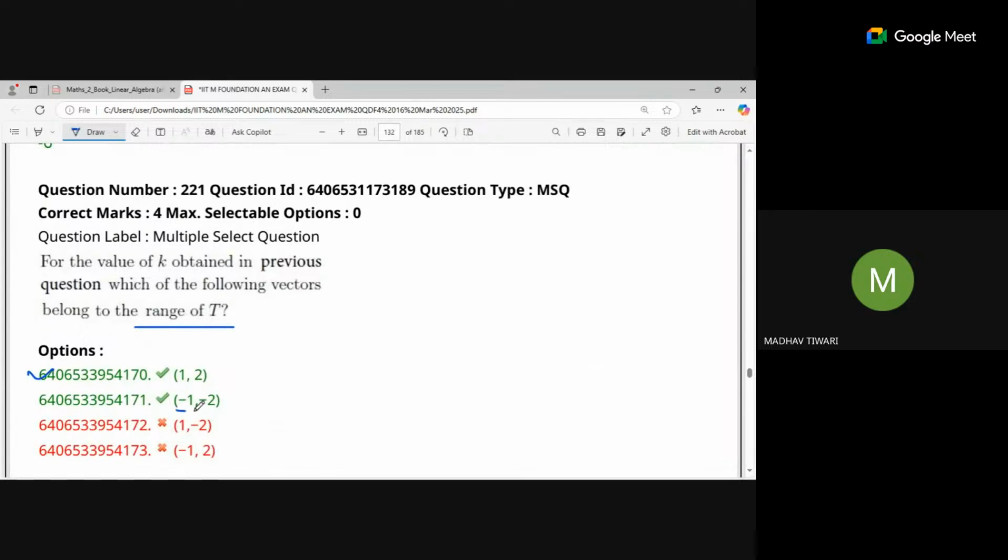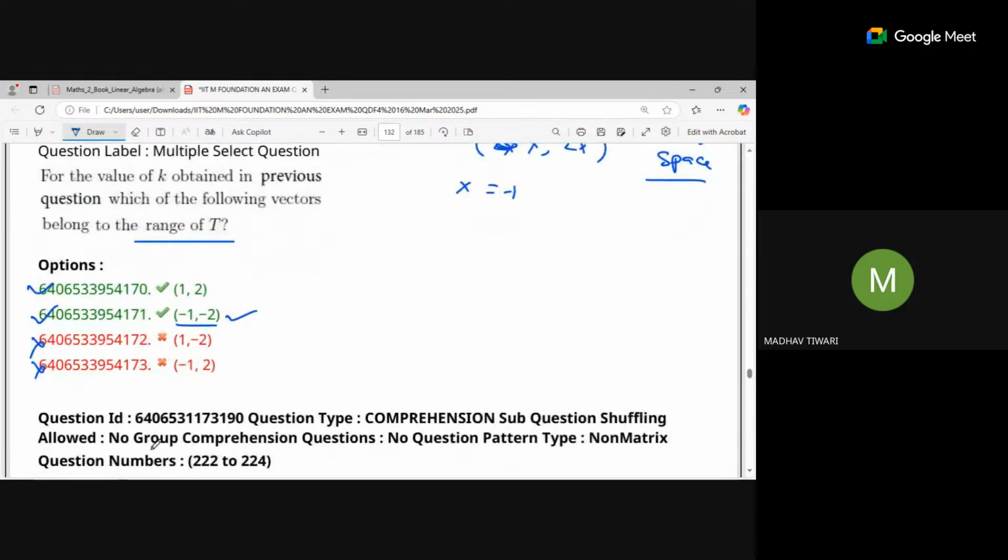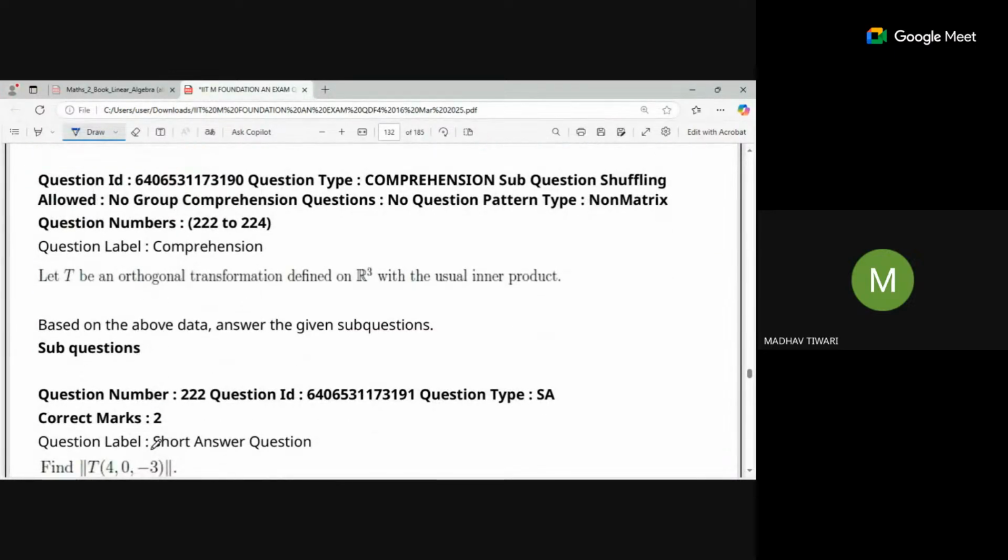Now you are asking why. Because it's a scalar multiple. All the vectors in the form x comma 2x will be in the range space. So if I put x value minus 1, I will get this vector. The other two are not multiples of this, so they are not inside the range. Let's continue forward.